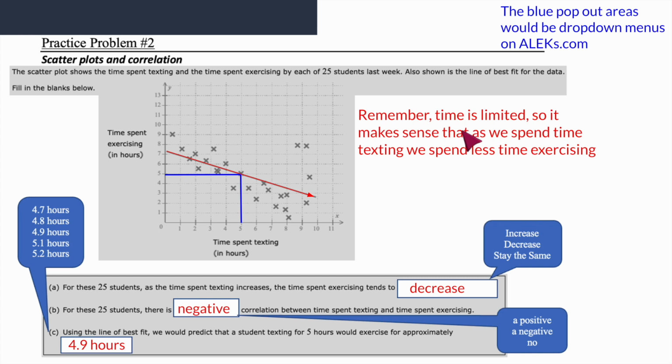So that is using scatter plots and the correlation to find missing data.